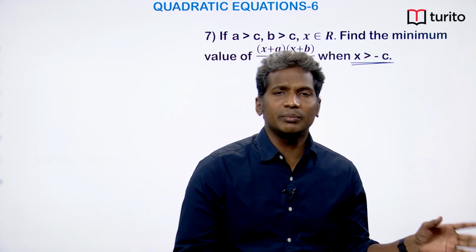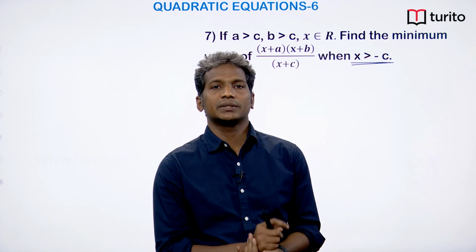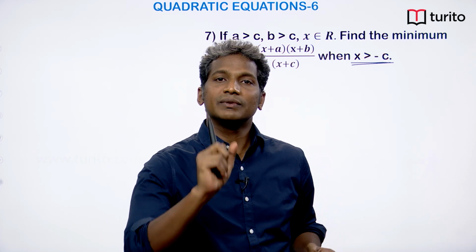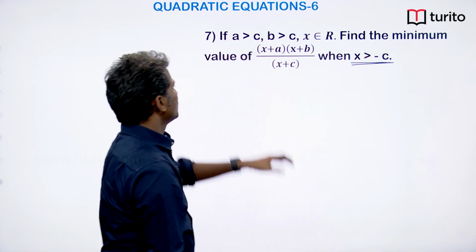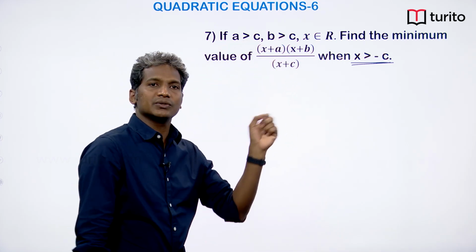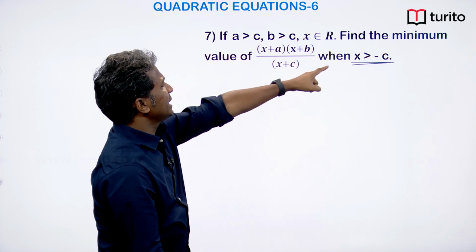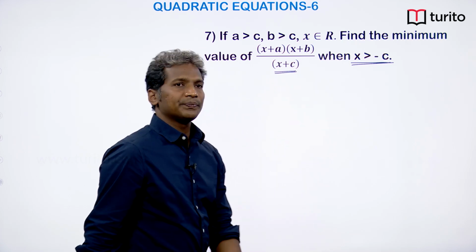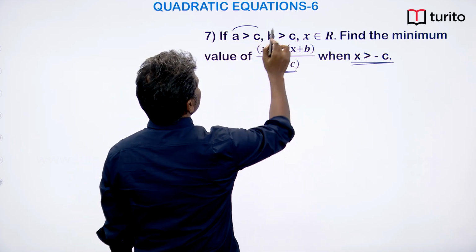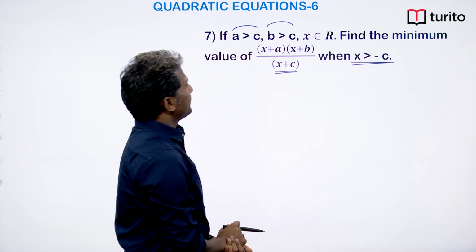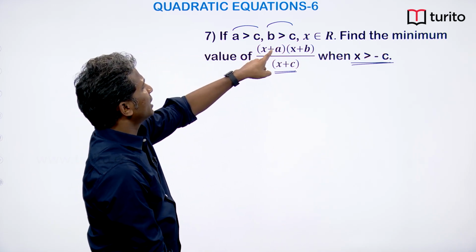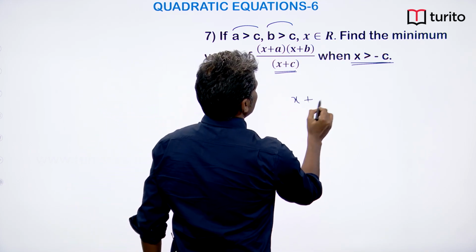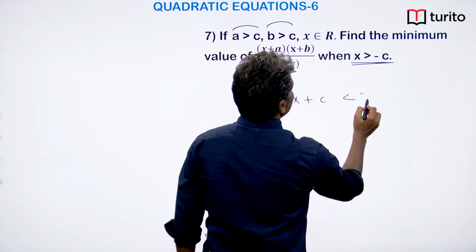Now, there is definitely one method in functions which is of rational functions, but there is one better method, which is from the bridge course ideas, which is the AM-GM inequality. So here I will apply the AM-GM inequality and solve this problem. Because x is greater than minus c, this x plus c term is a positive term, and because a is greater than c, b is greater than c, we can also make sure that the other two factors are also positive, because x plus c is definitely less than x plus b.